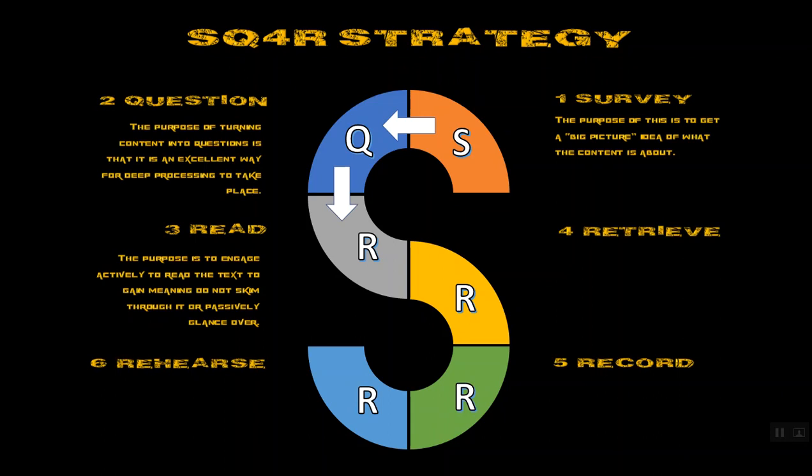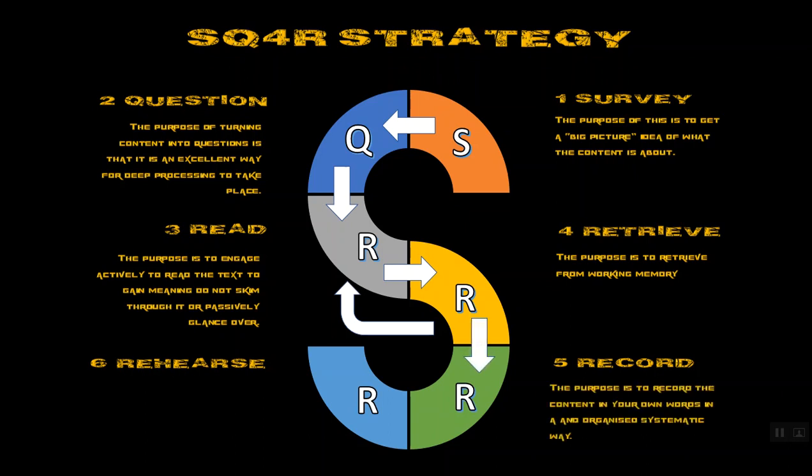Today we're going to go to retrieve, and remember that the purpose of retrieving is to retrieve the information from working memory. So you've surveyed, you've made questions, you've read, and now you are retrieving the data that you have read and that you've questioned. If you cannot retrieve, then you have to go back to reading. If there's anything that you struggle with, then you have to go back to reading, and then we will start recording the information we have, and in our next session we will be rehearsing it.